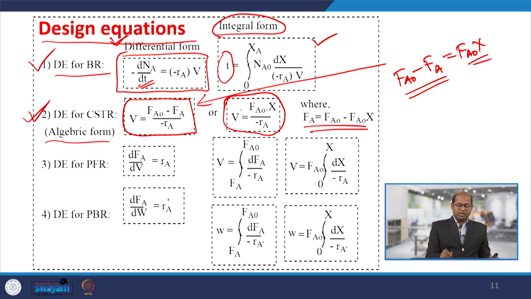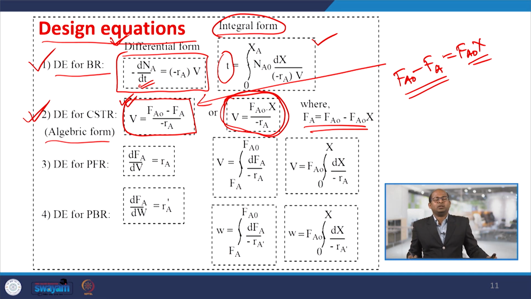So, then we can easily express it either way. If we know the conversion, then we can put that x value over there. If you know the F_A value, then also we can use this equation to find out the volume required to get a specified conversion for that particular reactor when we are using it for a specific reaction. If we choose that particular reactor, then what would be the required volume, that we can decide, or we can design that reactor.